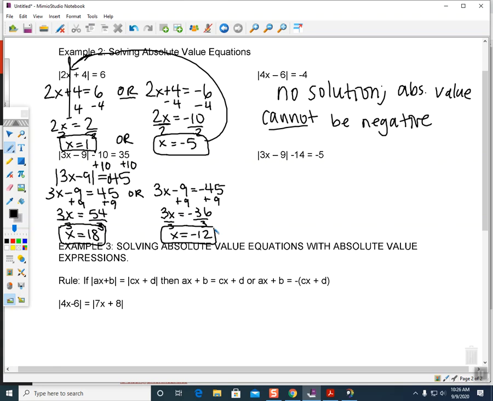I can also plug this back into my original equation, right? So if I were to do that, I've got negative 12 times 3, negative 36. Negative 36 minus 9, negative 45. Absolute value of negative 45 is a positive 45. Minus 10 gives me 35. My 18 checks out too. Okay, so these are both good.